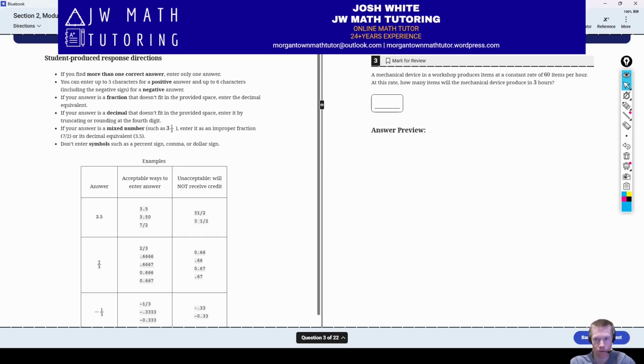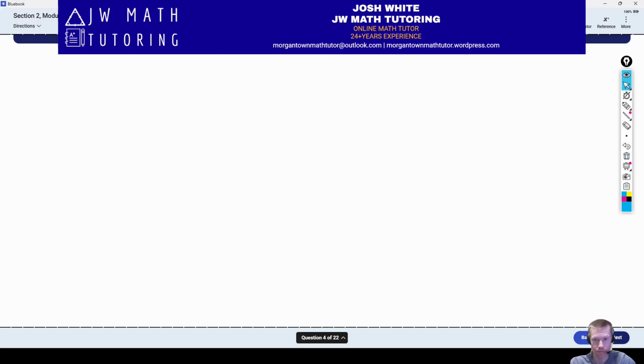Next up, question number 3. It's just basically a rate problem. This device produces 60 items per hour. How many will it produce in 3 hours? Well, think about it as unit conversion: 60 items per hour times 3 hours. The hours cancel out, 60 times 3, and you get 180 items, and that's the answer to this problem.